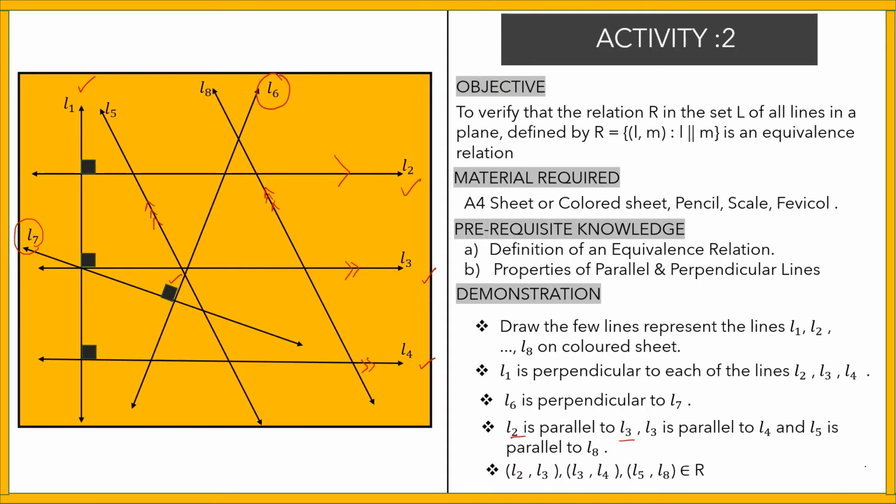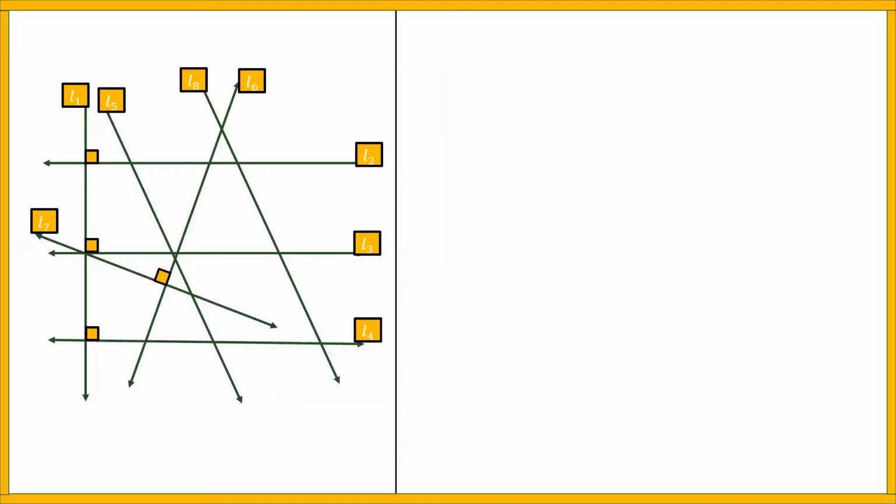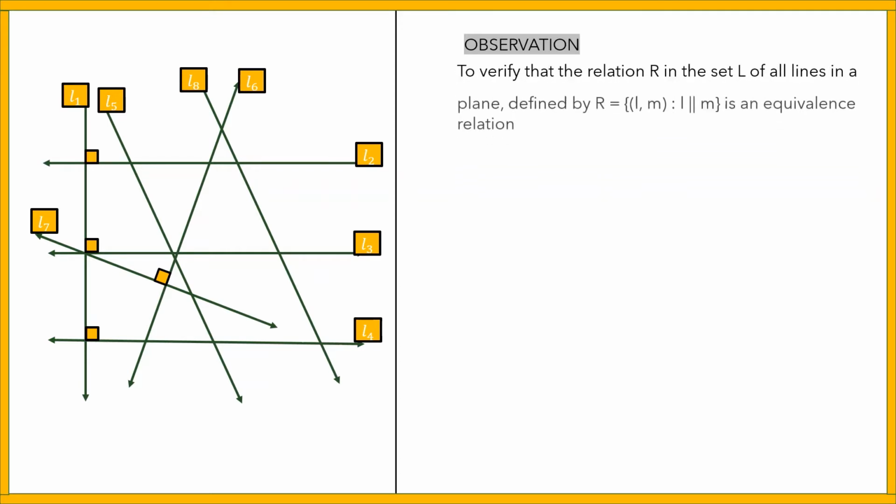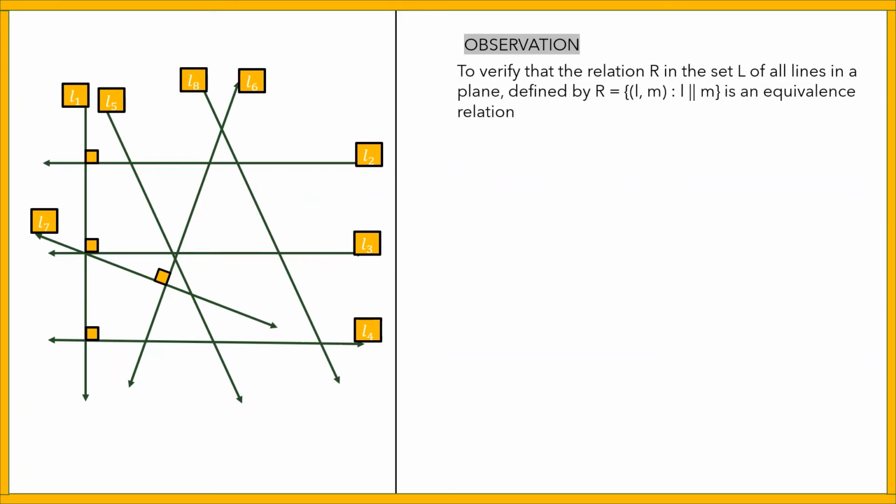So for the given relation L is parallel to M, the following lines are related: L2 and L3 because these two are parallel, similarly L3 and L4, and L5 and L8. Now we will verify that the relation R in the set of lines L, such that L is related to M, L is parallel to M, is an equivalence relation.